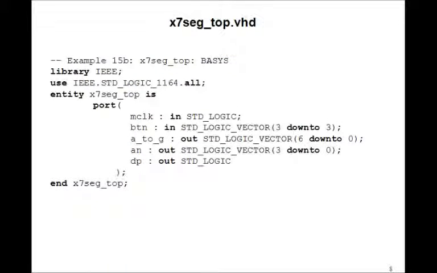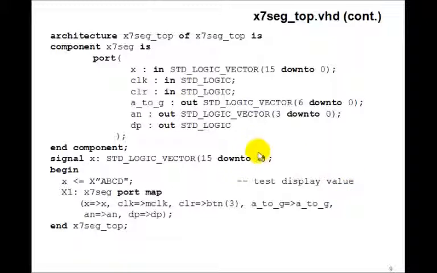So that's X7 seg. To test it, we'll make a top level design. M clock is the name of the 50 megahertz clock that's going to be coming in here. That's in the UCF file. Then we have the usual button, A to G, AN, and decimal point. And here's the component X7 seg. We'll display A, B, C, D all at one time on the 7-segment display, and we do it just by port mapping X7 seg. So X goes to X, clock goes to M clock. Clear we'll put to button 3. A to G goes to A to G, AN to AN, decimal point to decimal point, and that's it. You can download this and check it out.